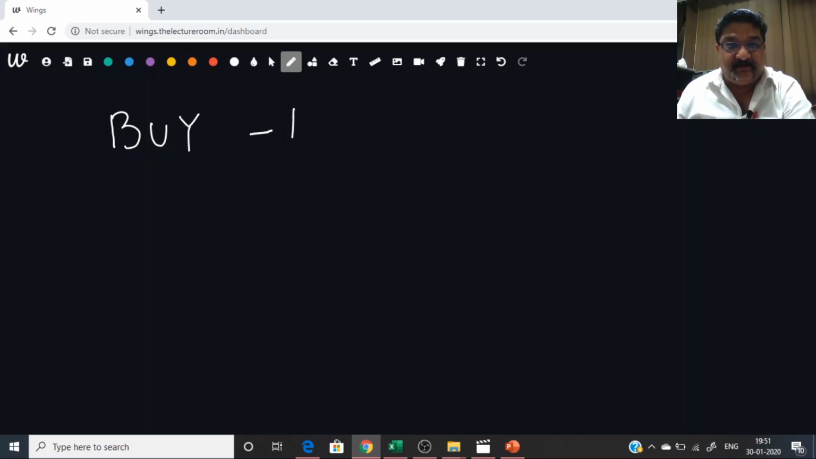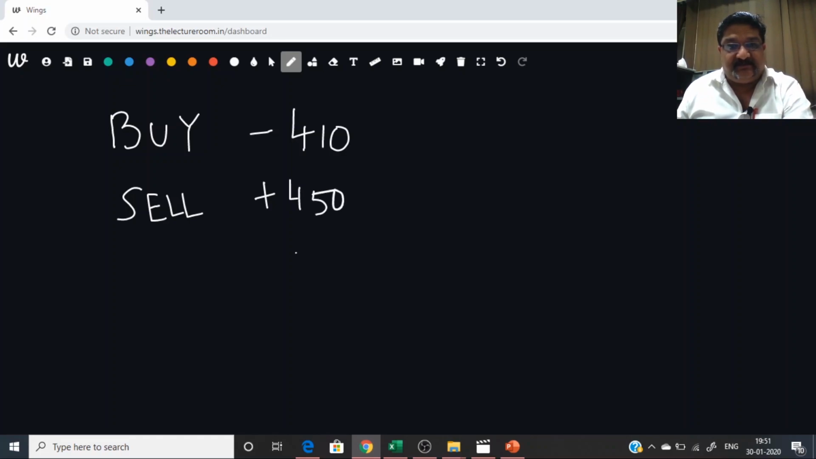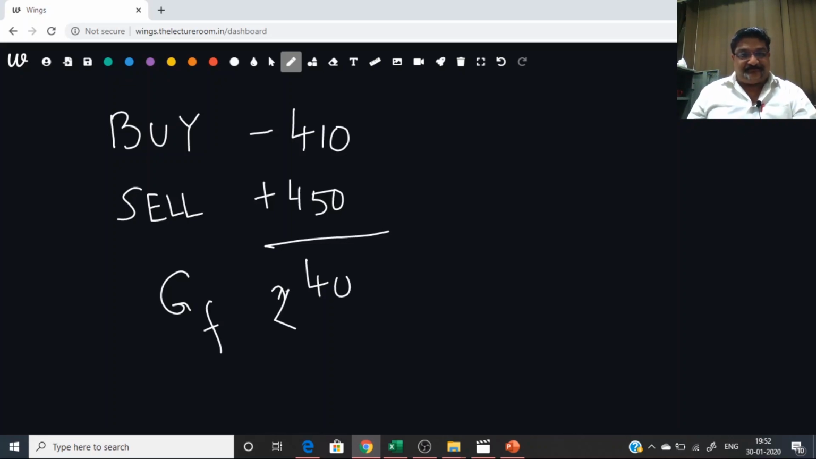So I write minus 410, which is the prevailing futures price. So he's going to buy at 410 and sell at 450, which is the contracted futures price. With this, he can opt for cash settlement and close the futures trade. And his net gain on the futures is therefore 40. He has made a net gain of 40 rupees on the futures contract.